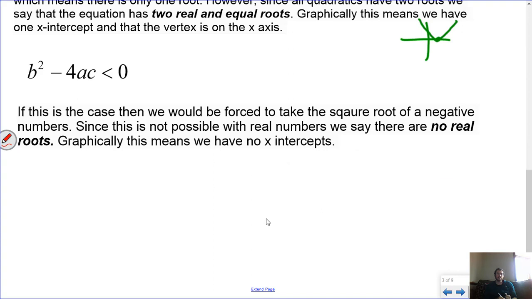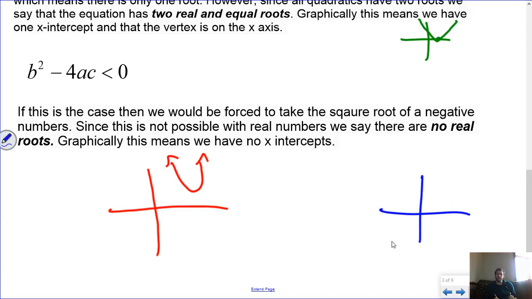So with that in mind, if this is the case, we would be forced to take the square root of a negative number. Since that is not possible, we see that there are no real roots. And again, graphically, what that means is that my parabola never passes through the x-axis. There are no x-intercepts, so it could be above the x-axis going up, or it could be below the x-axis going down, but it never passes through the x-axis.